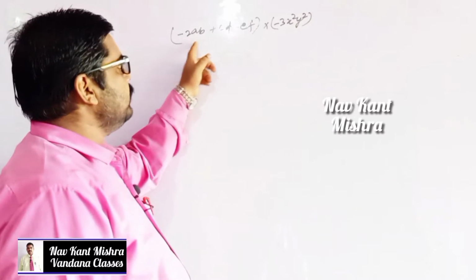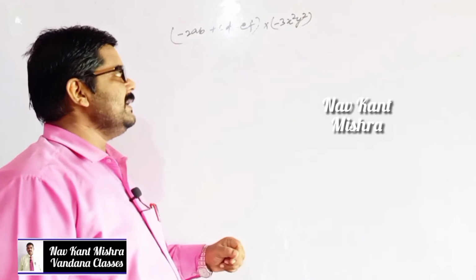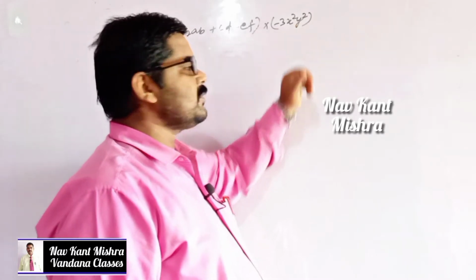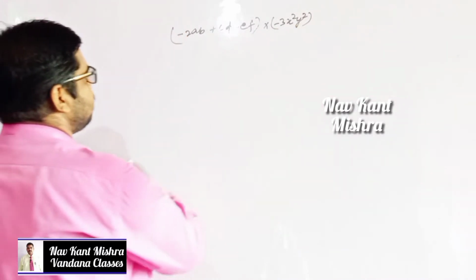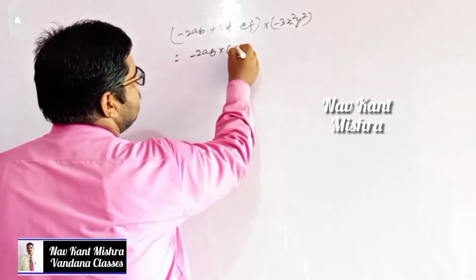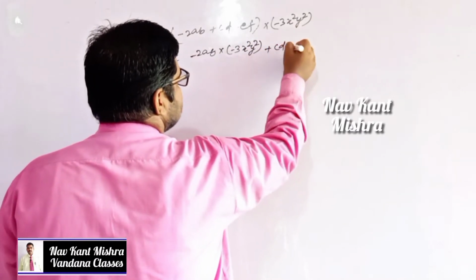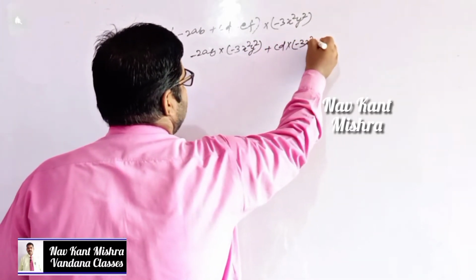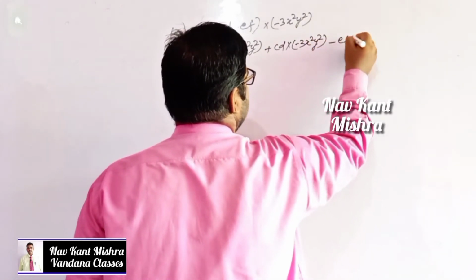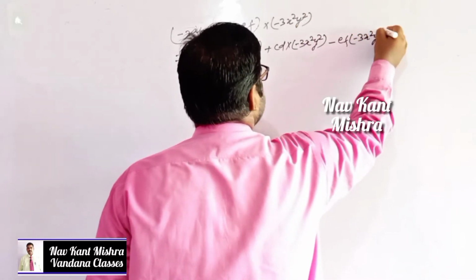My dear student, in this the first algebraic expression that has been given is a trinomial, 3 terms. First term is minus 2ab, second term is plus cd, and third term is minus ef, and it should be multiplied by minus 3x square y square. So you have to multiply each term separately. Minus 2ab multiplied by minus 3x square y square. Then you have to multiply cd with minus 3x square y square. And after that you have to multiply minus ef by minus 3x square y square.